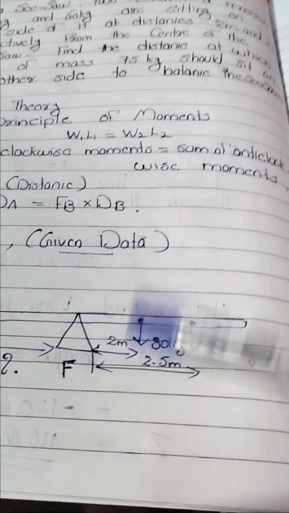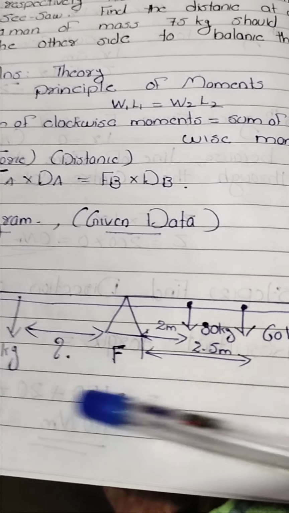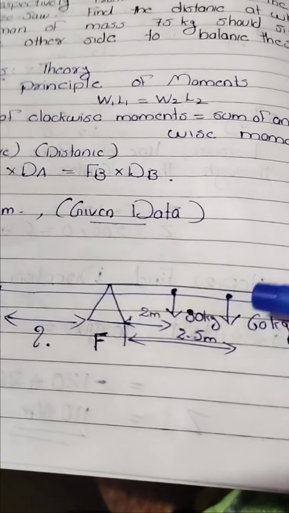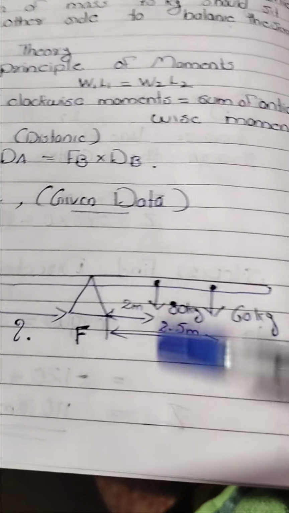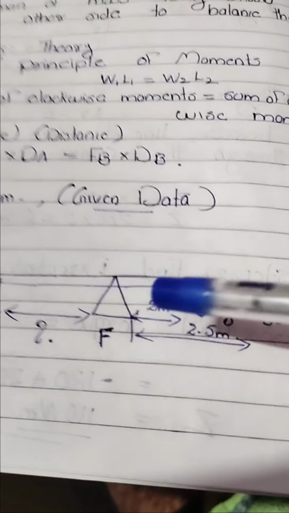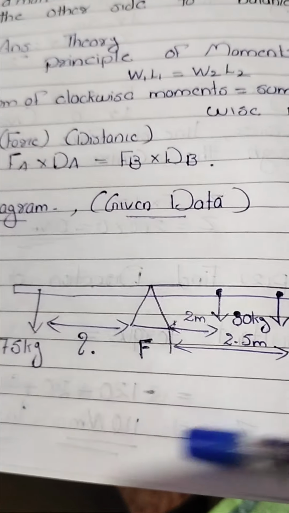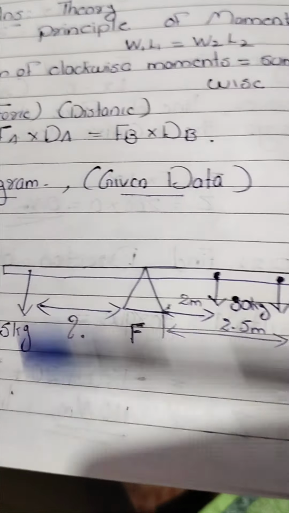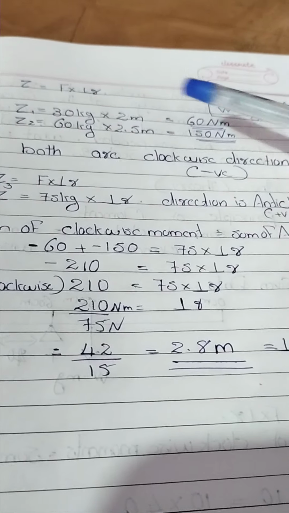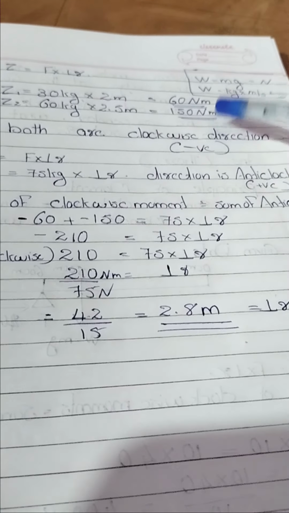In the two cases, 30 kg is moving like that. This is clockwise direction. Similarly, 60 kg is also moving in the same direction. That means clockwise direction. So in the case of 60 and 30, both are in clockwise direction. But this 75 kg, the movement is like that. That means anti-clockwise. So this is clockwise, this is clockwise, and this one is anti-clockwise. So you already know this 30 kg and 60 kg both are in clockwise direction, that means the sign is negative.